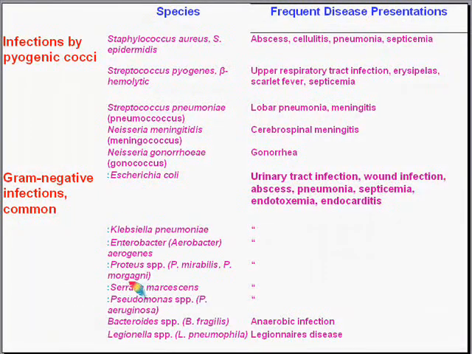And whenever you have a long list of your so-called gram-negative infections, E. coli, Escherichia coli, is always at the top because it is by far the most often indicted gram-negative rod involved in infections in these areas. Klebsiella, Enterobacter, formerly called Aerobacter, Proteus, Serratia, Pseudomonas, Bacteroides, Legionella. These are all in that same general group of gram-negative bacillary infections.